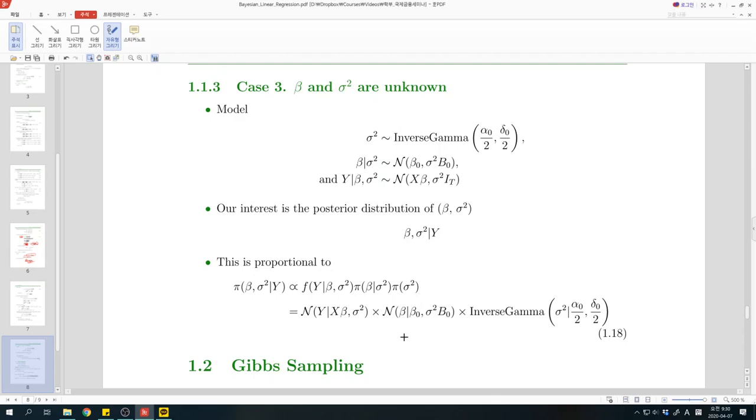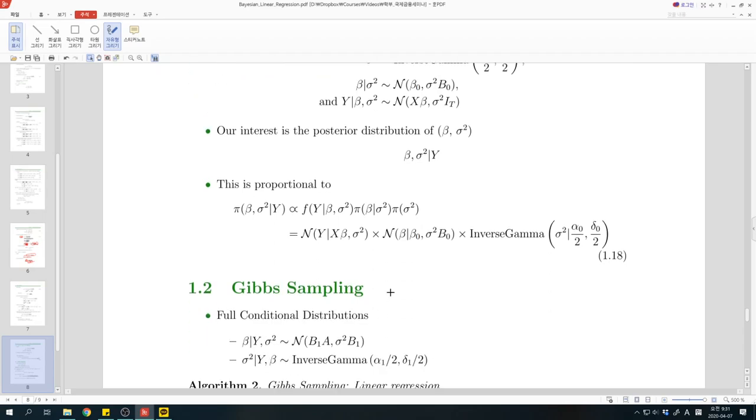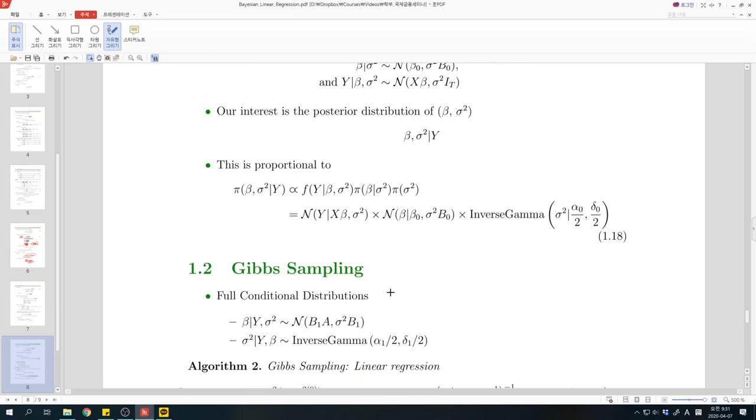Now we can solve this problem by a programming language. We can solve this problem by coding or simulation. Let me explain how to do this. Let me give you the intuition first.